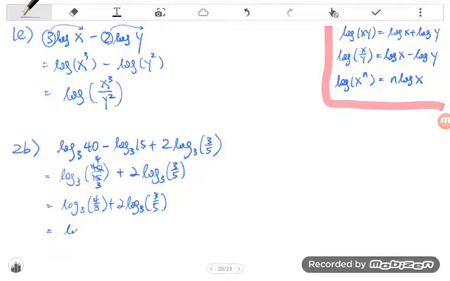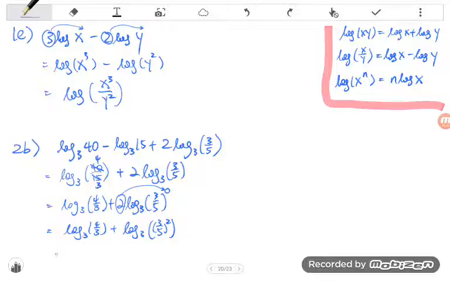So I'll have log 4 over 3 to the base of 3 plus log 3 over 5 squared. I'm going to bring this up there, because now I can apply the product law, the law about multiplying.